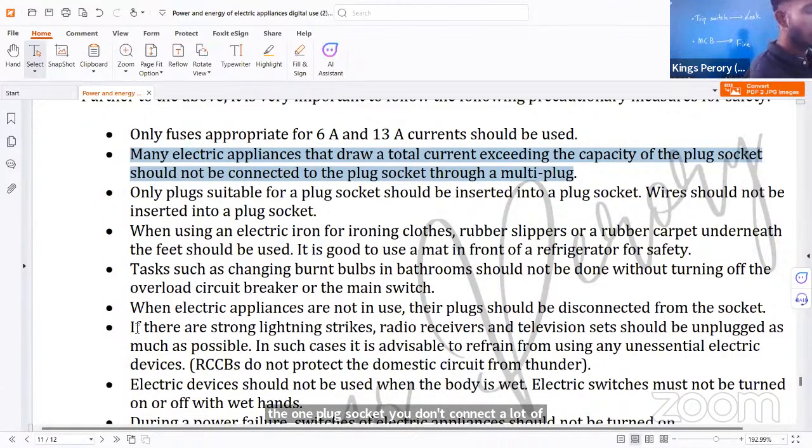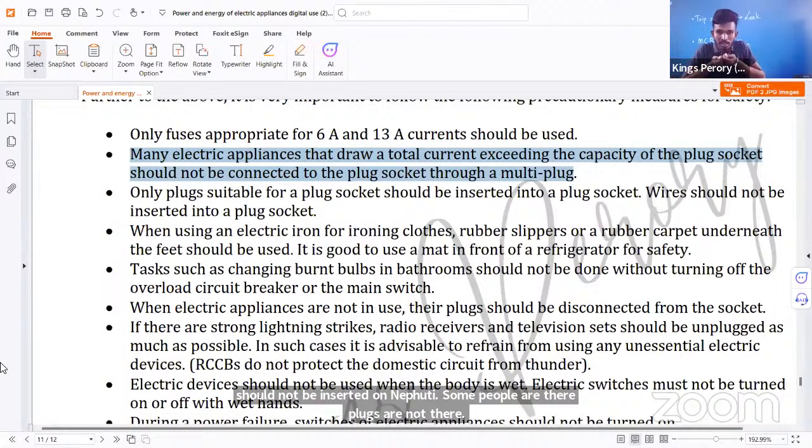Only a plug suitable for the plug socket should be inserted into the plug socket. Wires should not be inserted. Some people don't have plugs; they directly connect the wires. Wrong, eh?